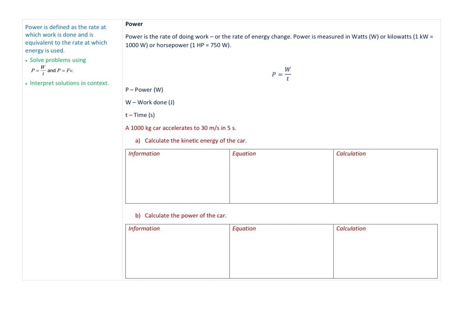So, just one calculation, just to demonstrate this. Well, one question, two parts. What we have here is a 1,000 kilogram car, typical mass for a car, accelerates to 30 meters per second, it's just over 100 kilometers an hour, in 5 seconds. Calculate the kinetic energy of the car.